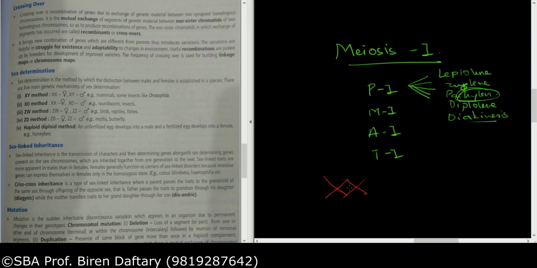This transfer of genes is called crossing over. Because of crossing over, there is a phenomenon called incomplete linkage. If crossing over doesn't happen, then the linkage is complete linkage. Correct? That part is given over here. The chromosomes after crossing over are called recombinants, which they have already highlighted in the book, or they are also called crossovers. So that is about crossing over and the linkage part.